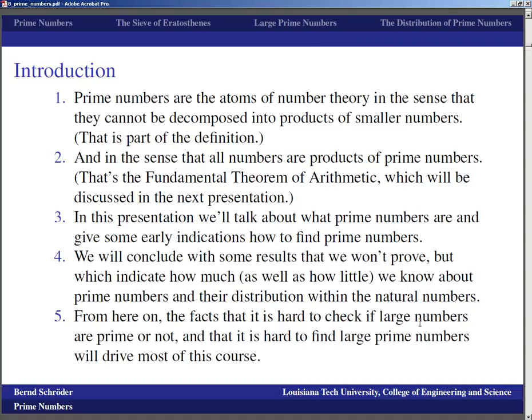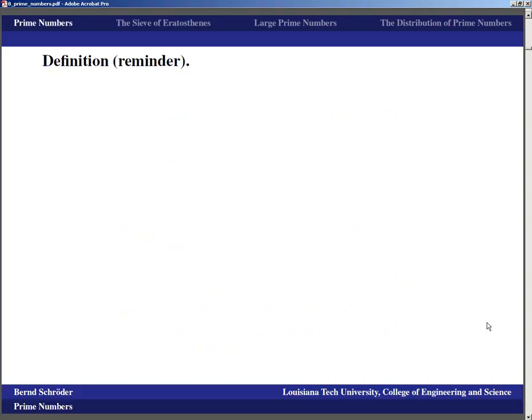From here on in this course, really the fact that it's hard to check if a large number is prime or not, and that it is hard to even find large prime numbers, will drive most of the course, because just about everything we will do will lead to a primality test, to a factorization attempt, or to things that make use of the inability to factor large numbers.